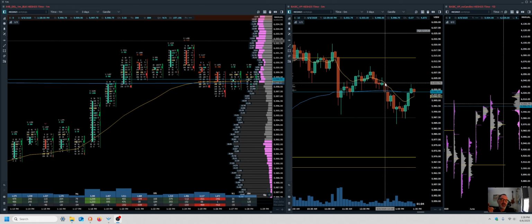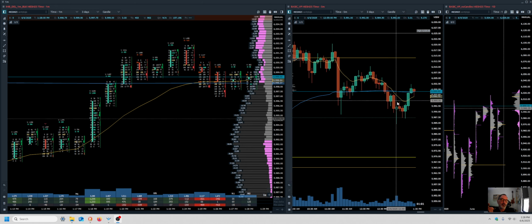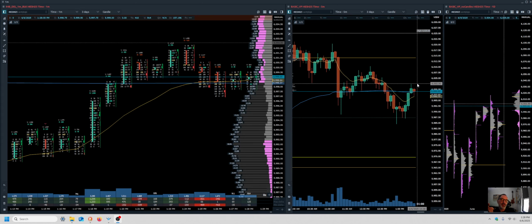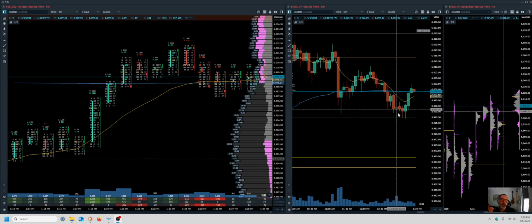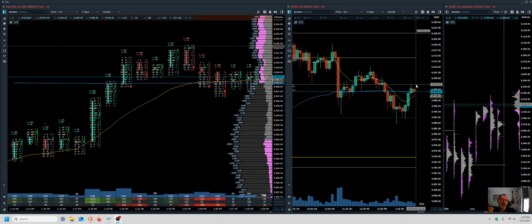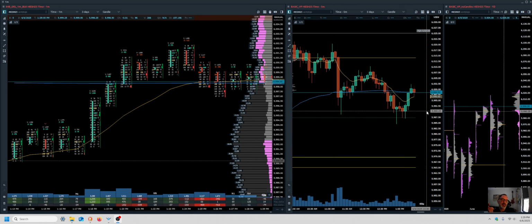We had sellers at this point, right? Now we're just about 50% of this move down, about 50%. So do we hold it or do we retrace back from 50%?